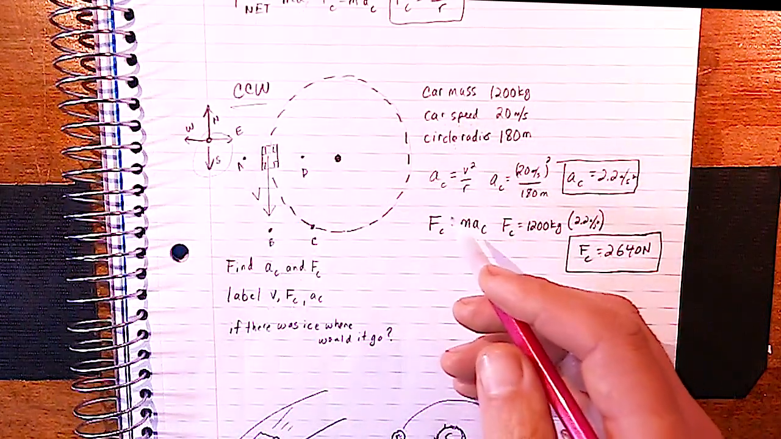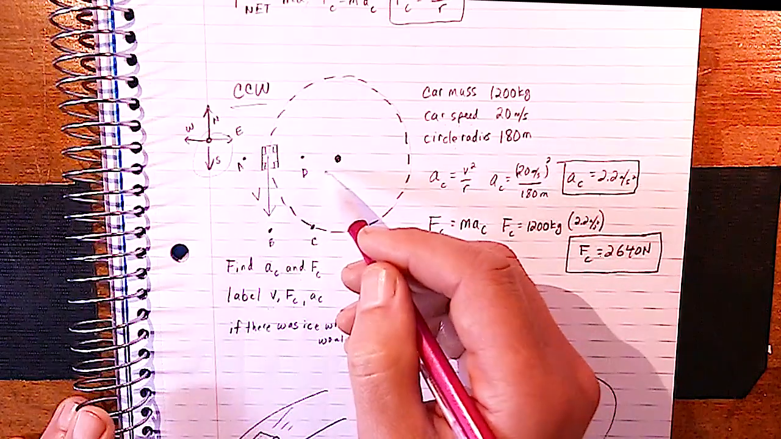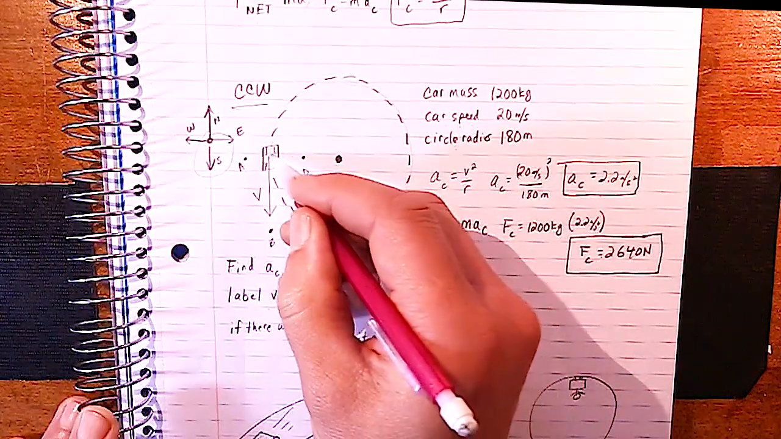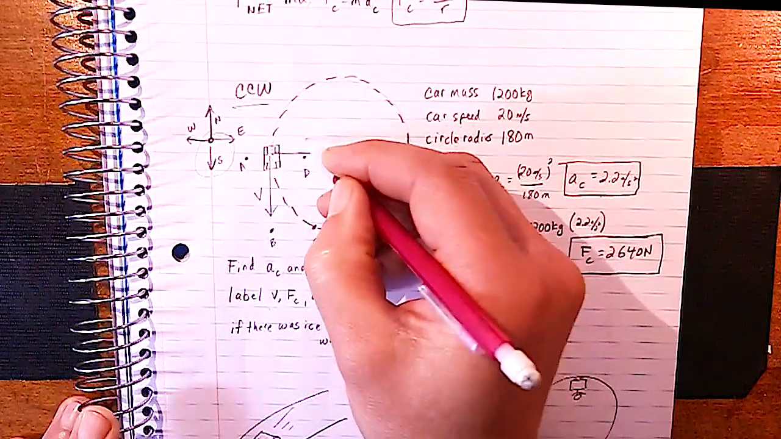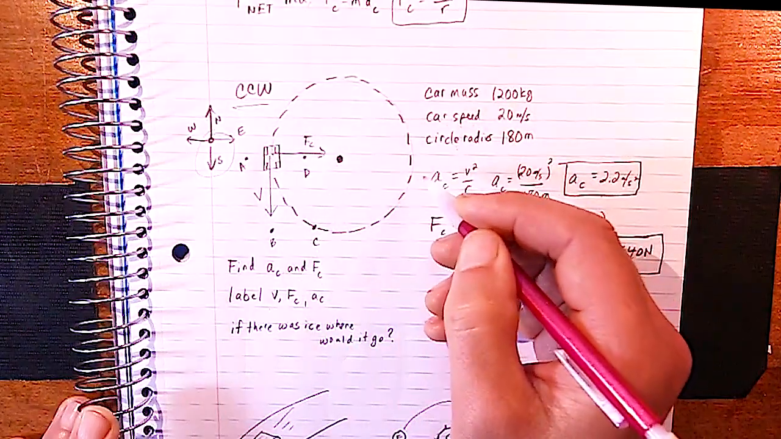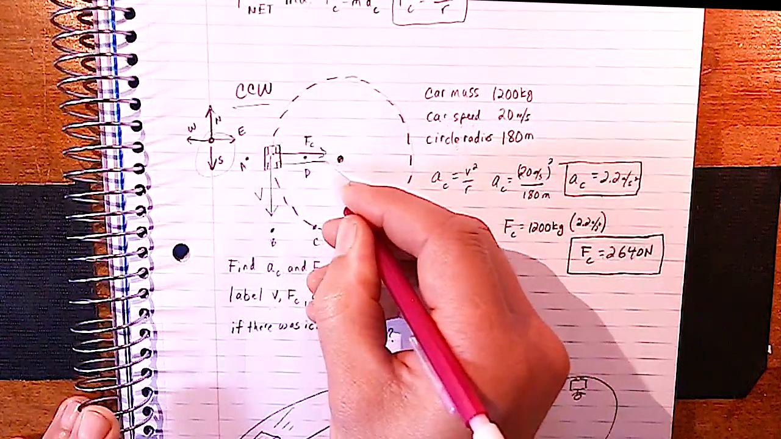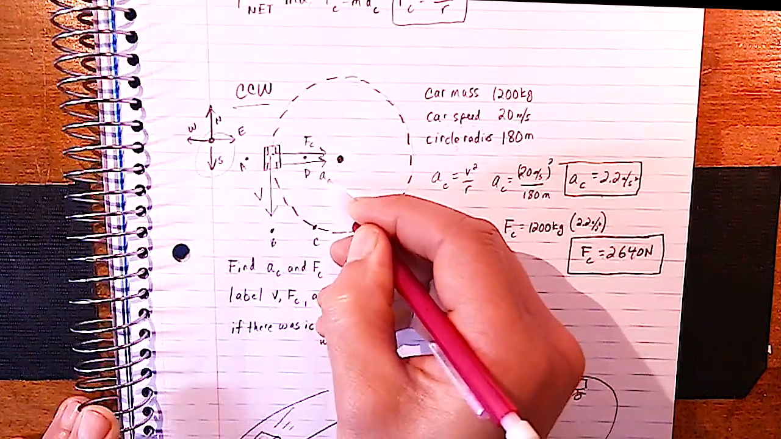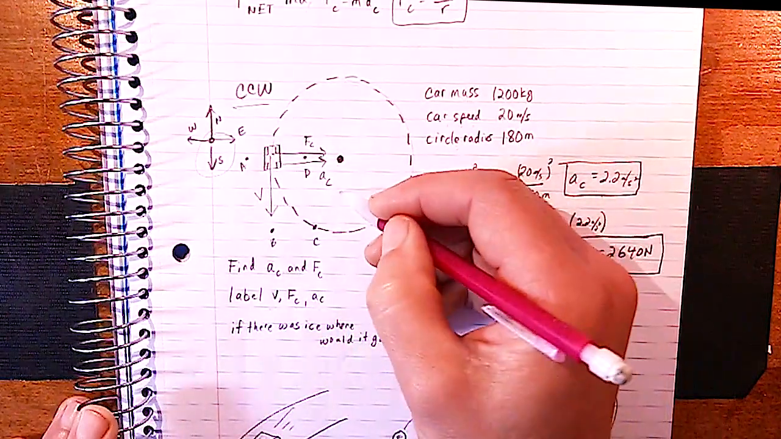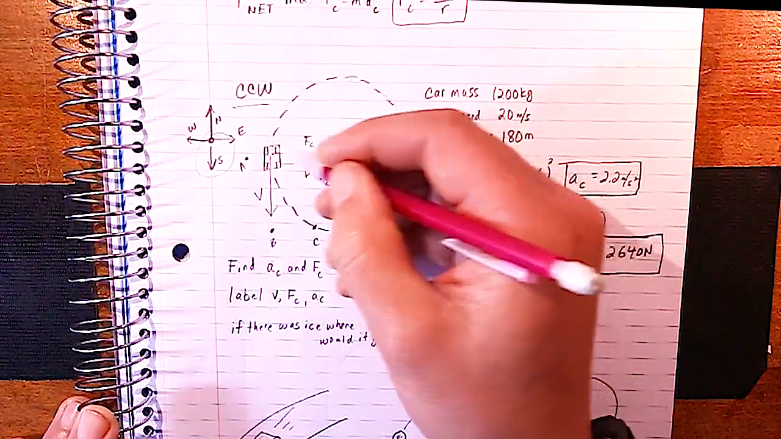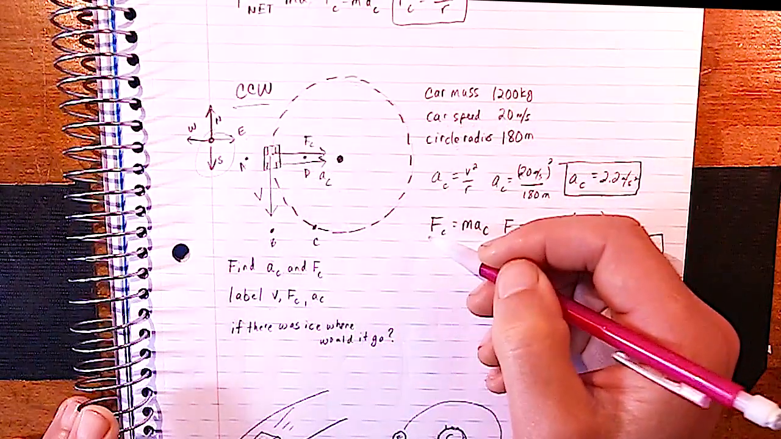What direction is the centripetal force? Remember, centripetal force always acts to the center of the circle. So that's going to be our Fc. And our centripetal acceleration always acts to the center of the circle. So that's going to be the direction of AC. So Fc and AC are to the east.